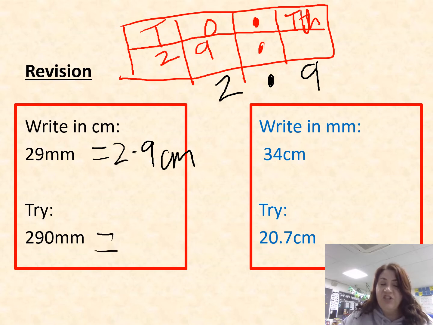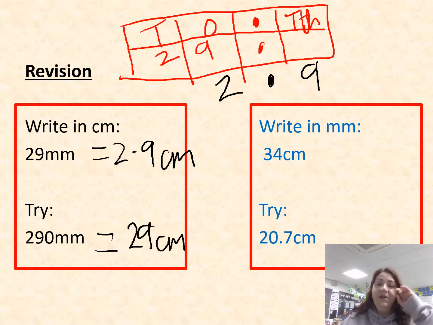Remember, none of the digits change. We just move them about. And if there are zeros that we don't need, we can get rid of them, or we can use them instead as placeholders. So here, 290 divided by 10 is 29. So I've got 29 centimeters.